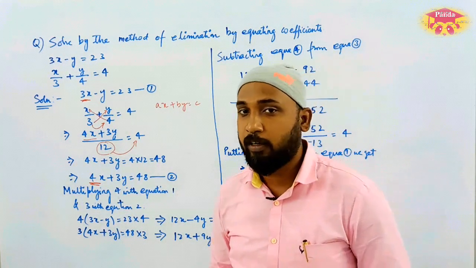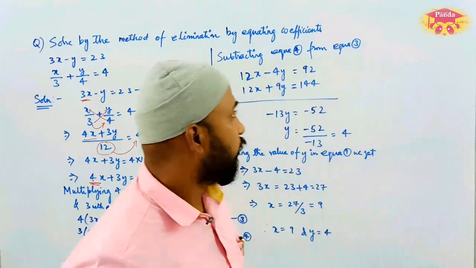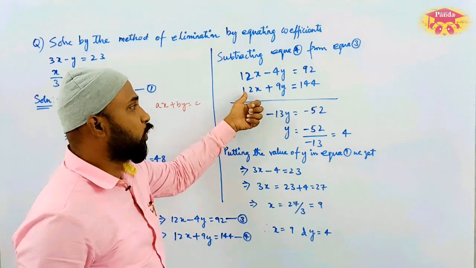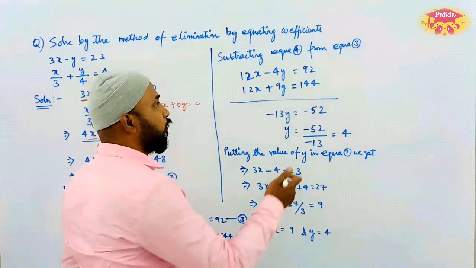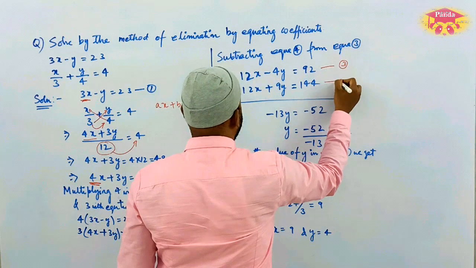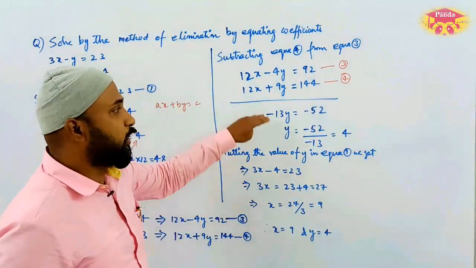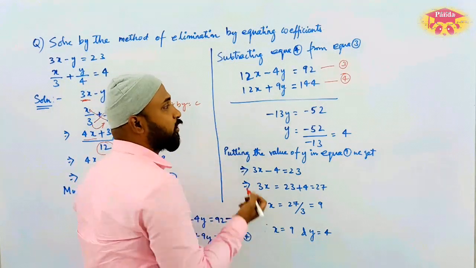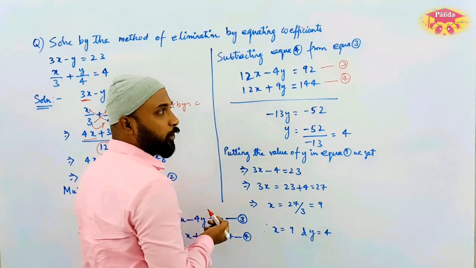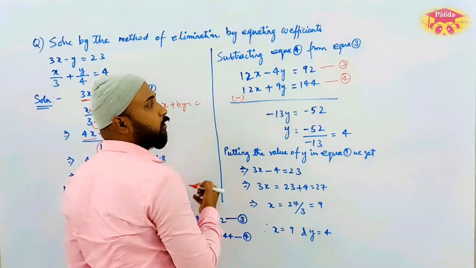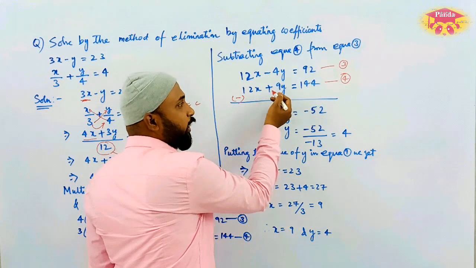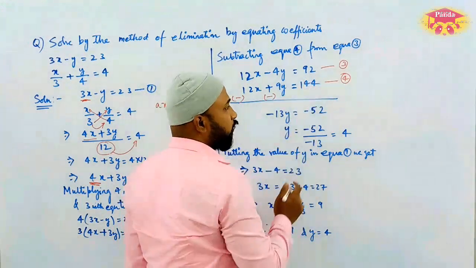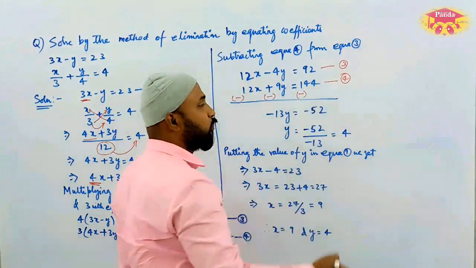Now we will subtract equation 4 from 3. See, 12x minus 4y equal to 92. And what else are we having? 12x plus 9y is equal to 144. This is equation 3 and this is equation 4. As we are subtracting equation 4 from 3, the first thing that will happen is that the sign will change. This is 12x which is positive, so its sign will change to negative. Plus 9y is positive, its sign will change to negative. And 144 which is plus will again change to negative.